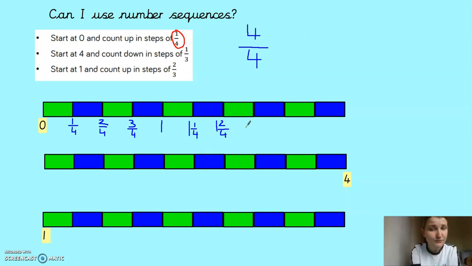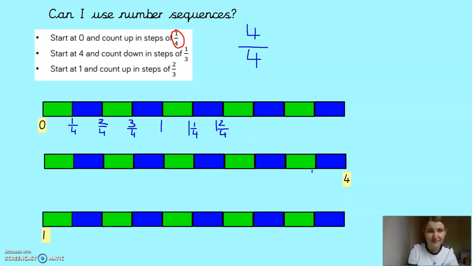Something that might be really useful for this is drawing out the same way that you did earlier in the week, drawing out what 1 2/4 would look like, and then counting back, taking one off each time or adding one up, whatever works.